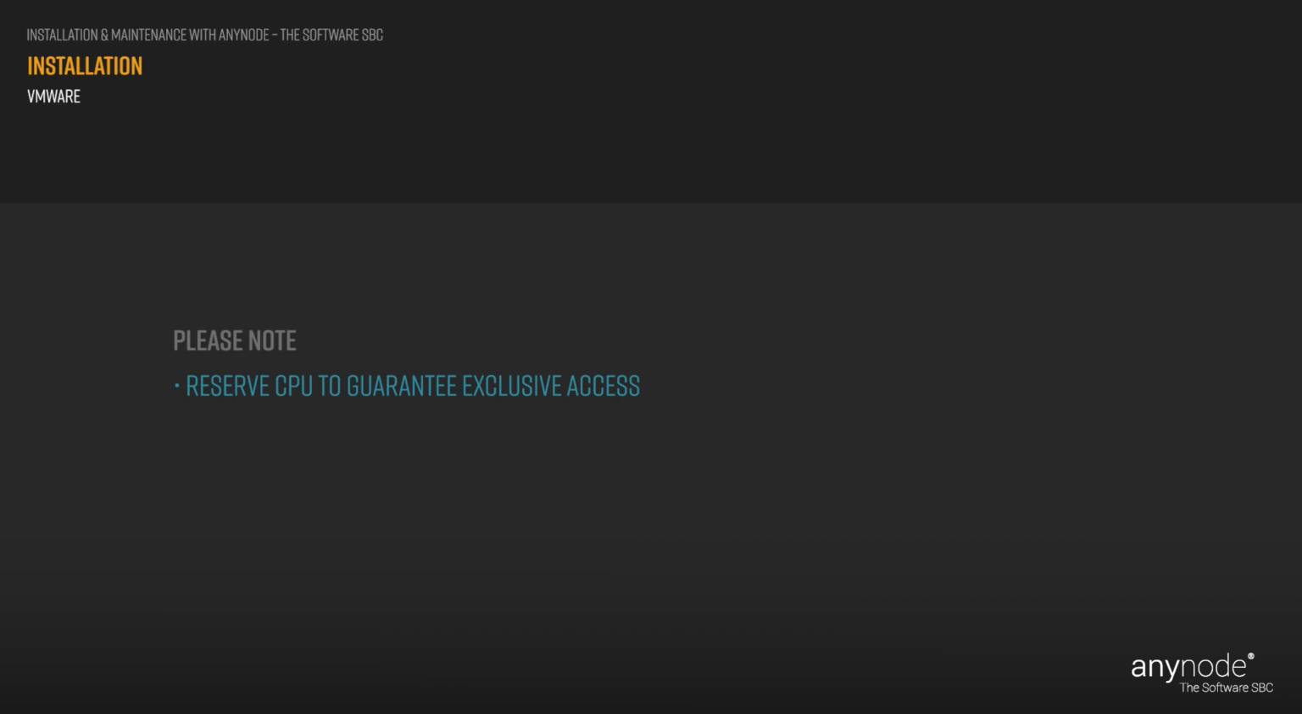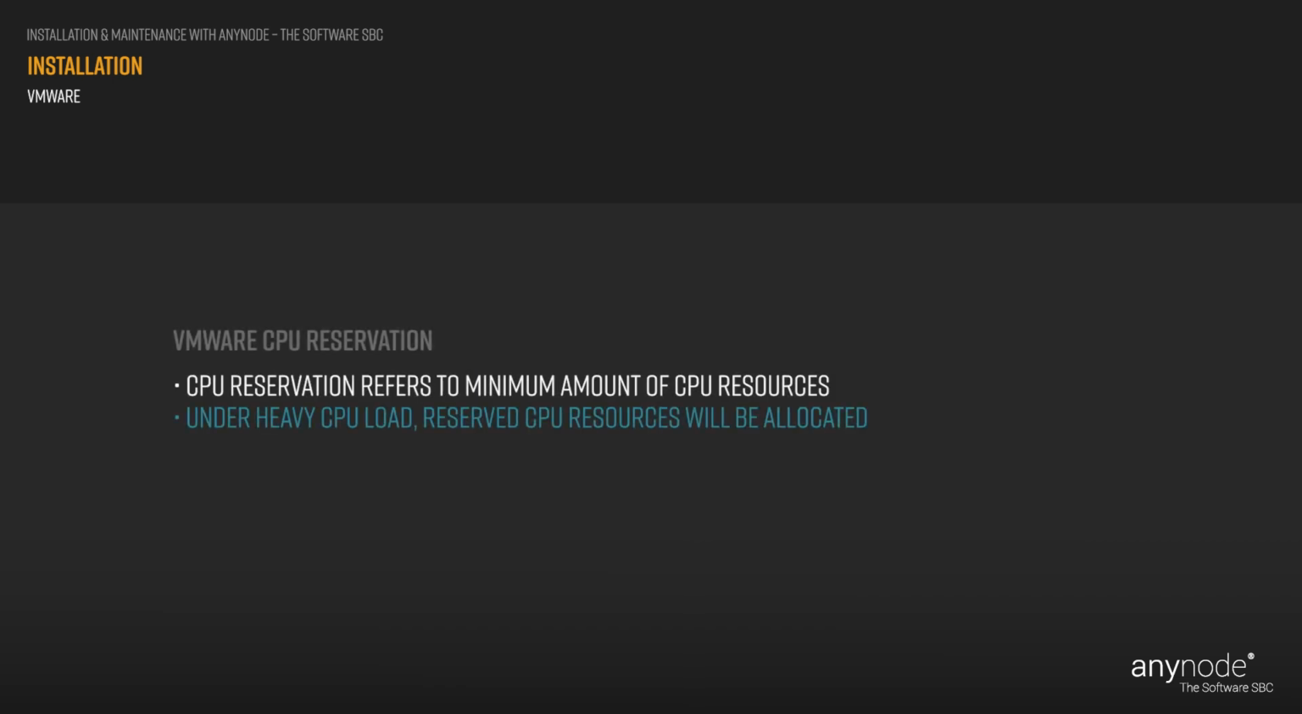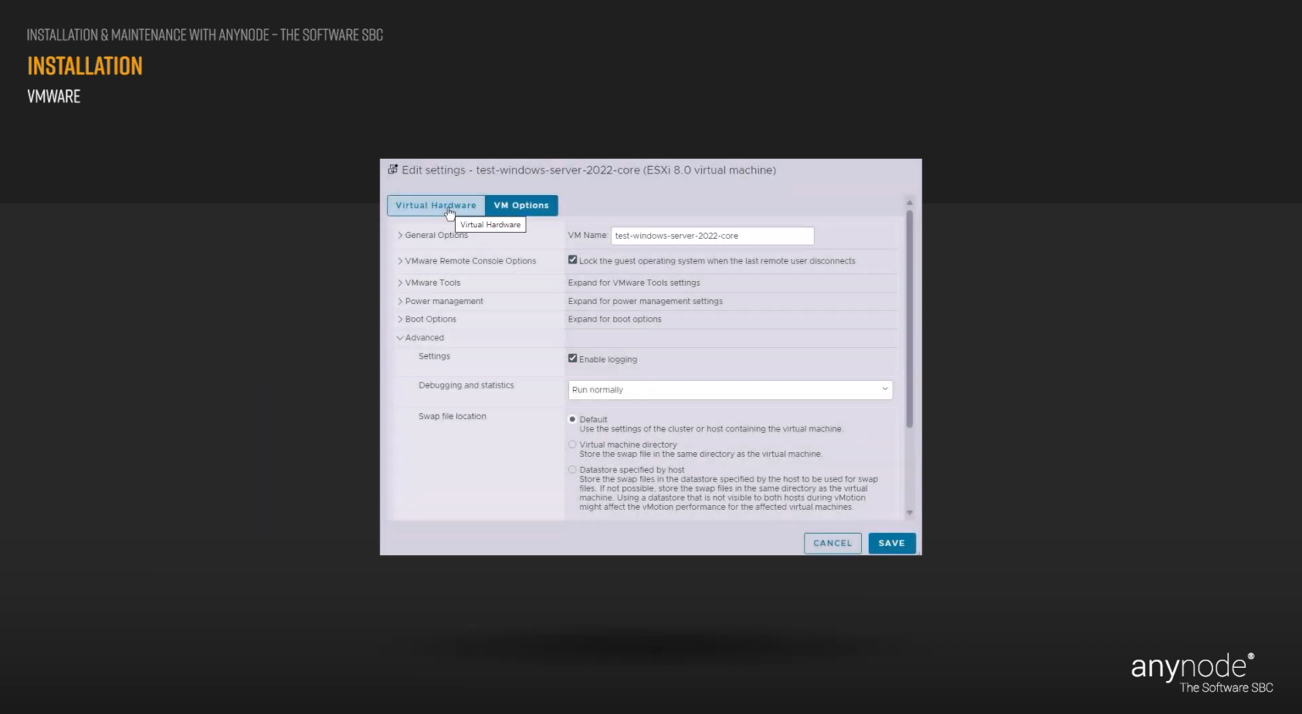Consider Reserve CPU to guarantee exclusive access, thereby minimizing CPU halt wake-up states. In VMware ESXi, CPU reservation refers to the minimum amount of CPU resources that are guaranteed to a virtual machine regardless of the overall system load. When you set a CPU reservation for a VM, ESXi ensures that the specified amount of CPU capacity is always available for that VM to use. This means that even if the physical host is under heavy CPU load, the reserved CPU resources will be allocated to the specified VM. Click on the Virtual Hardware button.